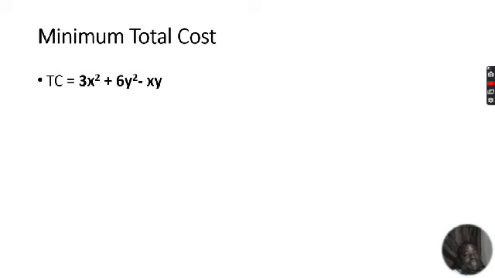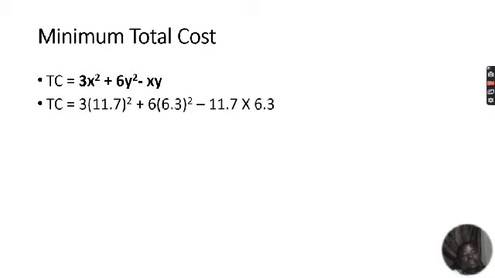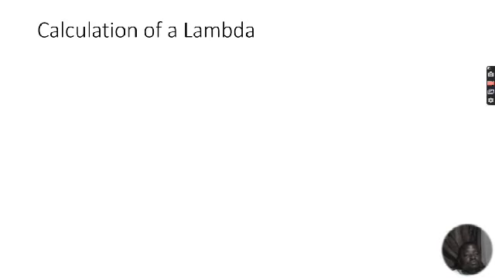So where there is x, we are going to substitute 11.7. Where there is y, we are going to substitute 6.3. So it will be like that. Total cost is equal to 3(11.7)^2 plus 6(6.3)^2 minus 11.7 times 6.3, and it's giving us our total cost of 575.1. Okay, now let's continue.